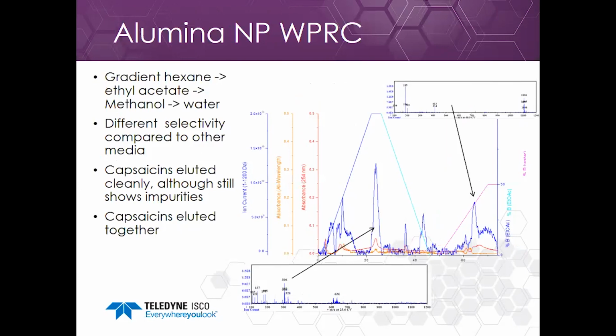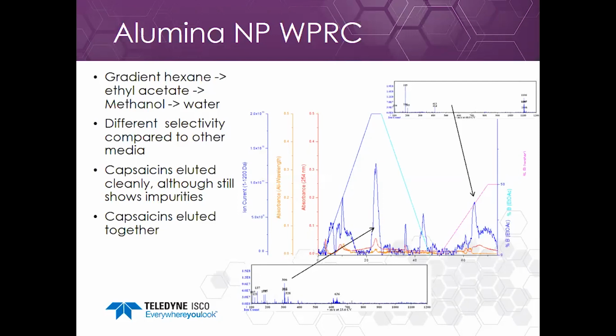Another run was with alumina. Again, hexane to ethyl acetate to methanol to water. And alumina is different than the other two normal phase media. We can see that the major peak that we see with the mass spectrometer is indeed the capsaicin. We can see that through the mass spectrum. I can see a peak at 306, which is the M+H. I can also see a 328 peak, which is the sodium adduct.